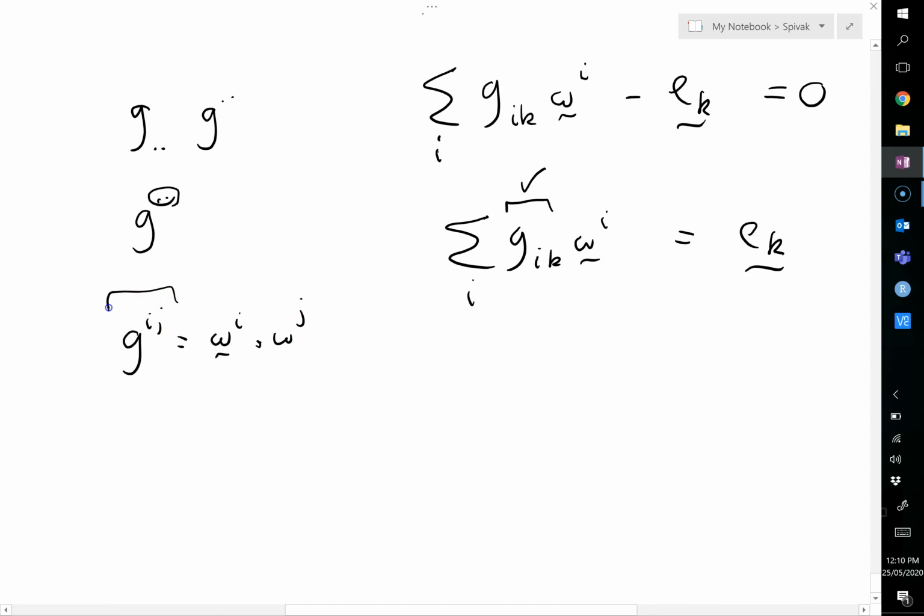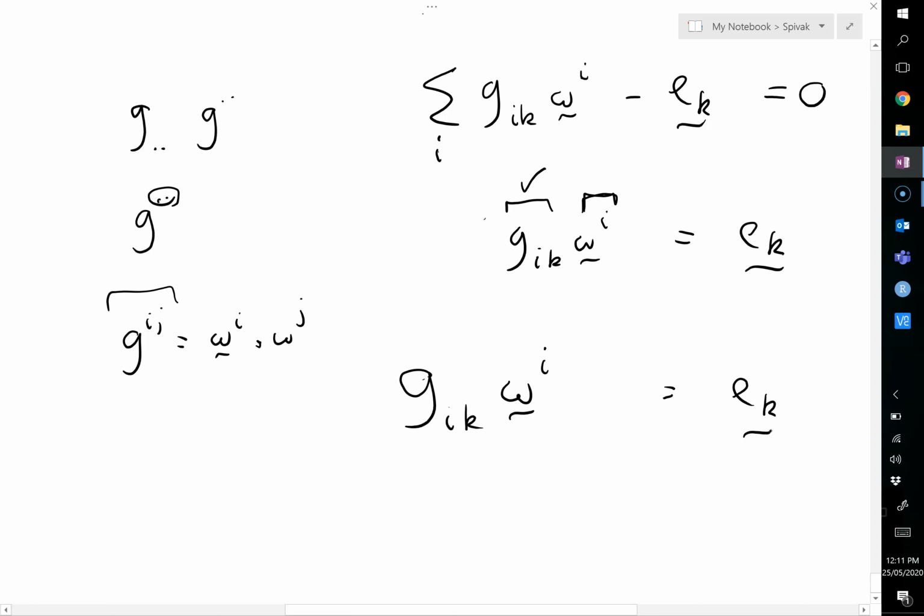Well, I need to get this with upstairs indices, and I've got one here. I've got an omega with an upstairs index. So what I need to do is to multiply it by another omega and see what happens. So I'm going to get rid of that summation. We know what we're doing. g_ik omega^i equals e_k.